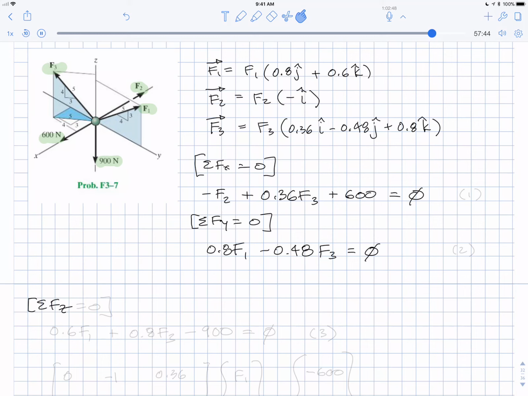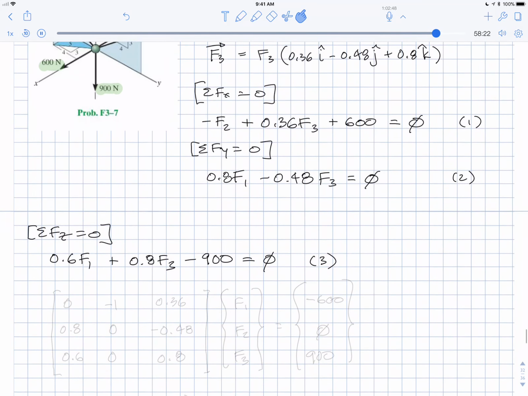Let's now move to the z equation. Sum Fz equals 0. We're going to look for all the k components. F1, 0.6 F1. F2 is only in the i direction, and F3 has a 0.8 component in the z direction. And finally, that 900 newtons in the picture is in the minus z direction. Thus, minus 900 equals 0. And now we have 3 equations, 3 unknowns, F1, F2, and F3. And you need to solve these 3 equations for the 3 unknowns.